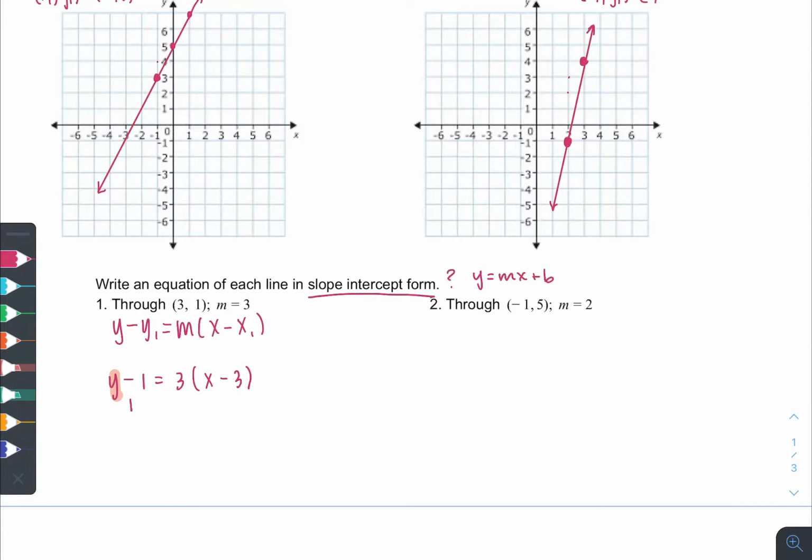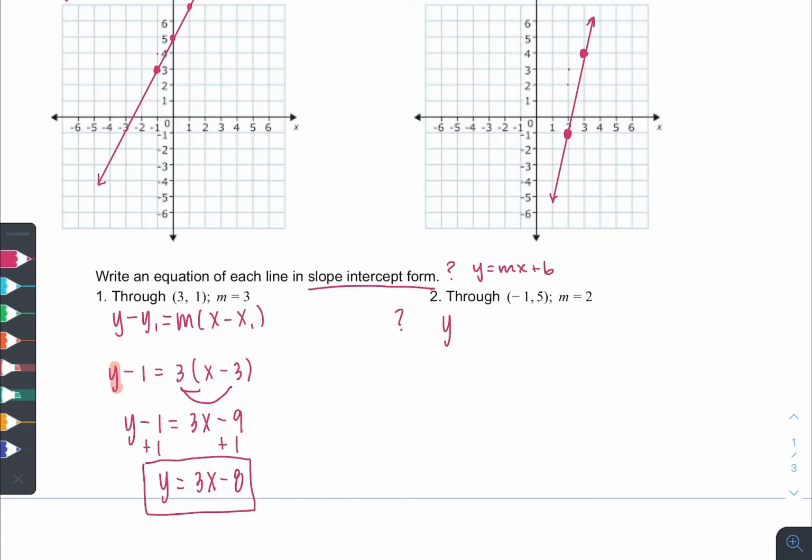So to do that, I'm actually going to distribute first. So distribute that 3 through. So I get y minus 1 equals 3x minus 9. Then add 1 to both sides. So we get y equals 3x minus 8. So that right there is our final answer. Go ahead and try that next one on your own.